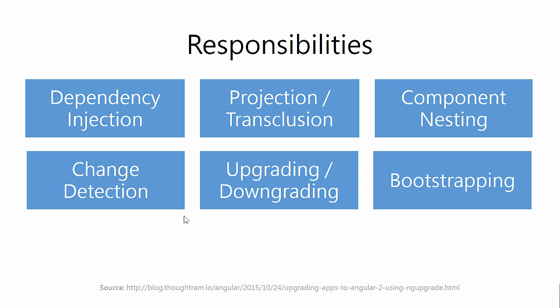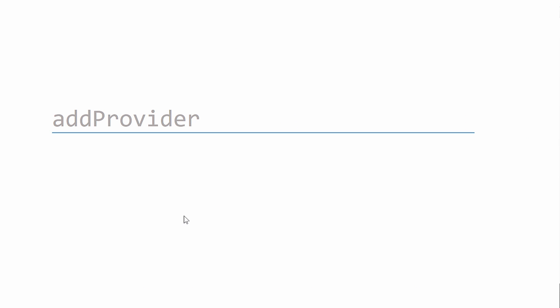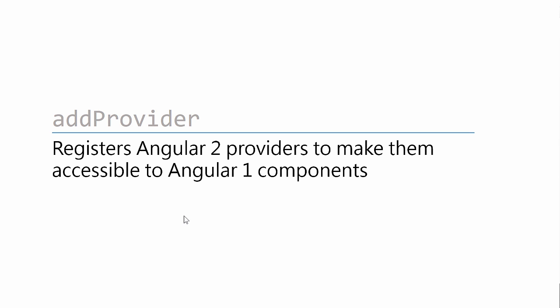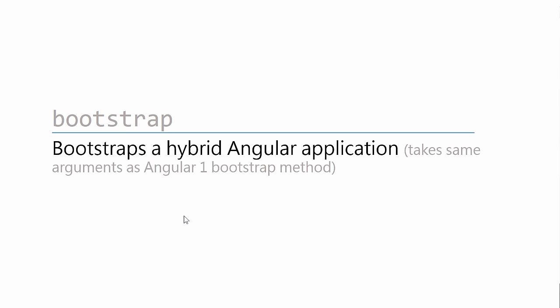So before we get into the code, let's just take a look at the API a little bit closer. The first thing that you'll notice off of the upgrade adapter is that it has a method called add provider. And what this does is it gives you the opportunity to register Angular 2 providers so that you can use them in Angular 1. So if you have a service built in Angular 2 and you want to use that in Angular 1, you start off by passing it in to add provider to register it with the upgrade adapter. Then we'll bootstrap the application by telling it the application name and also the resources that it needs to have available to it.